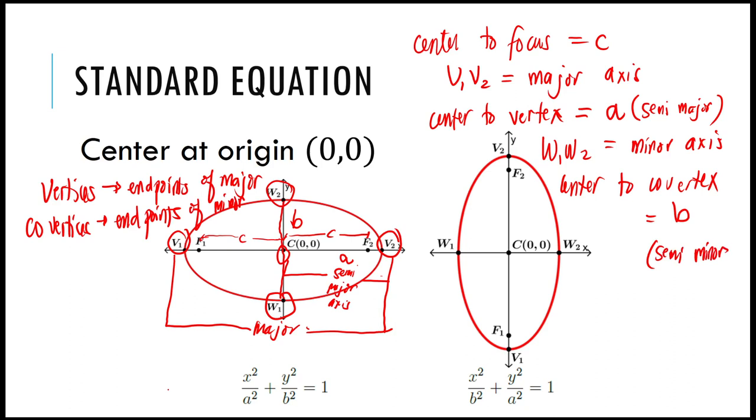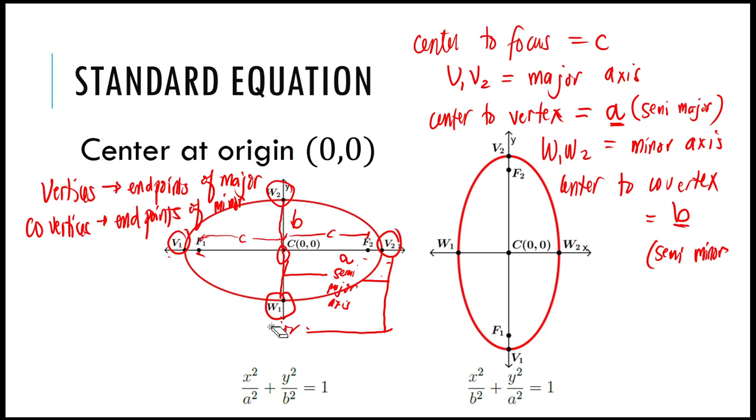Yan lamang ba ang parts ng ellipse? Yan lang po. Okay, meron kang center, meron kang dalawang focus na kalinya ng center, meron kang dalawang vertex na kalinya rin ng focus, and then meron kang dalawang co-vertices. Major axis is the distance between the two vertices. Minor axis is yung line between the two co-vertices. Kalahati ng major, semi-major, and that is denoted by letter A. Kalahati ng minor, that is semi-minor, and yung distance is denoted by B.